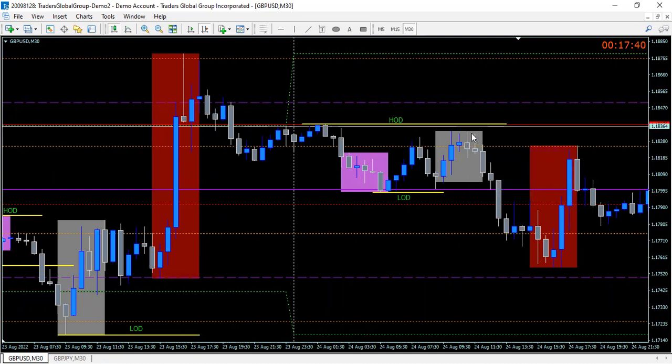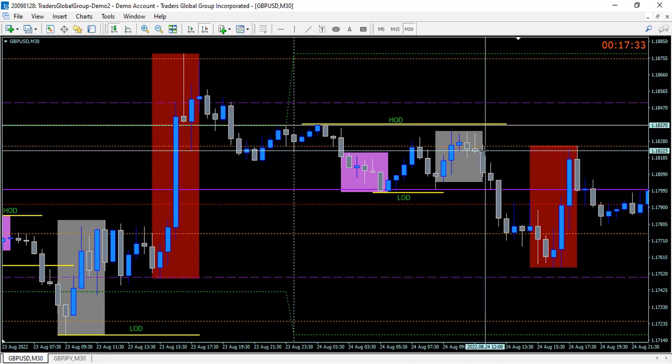Pin hammer, inverted pin hammer. Here's your entry right here. Your stop loss can be here, or you can put your stop loss at the high. Set your target. It's a 50 pip drop.